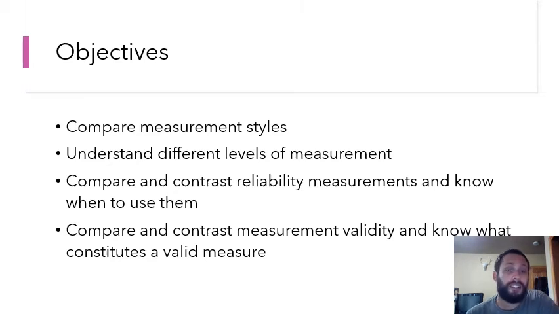So, some of our objectives. We're going to start off talking about measurement. We're going to compare different measurement styles. We're going to understand different levels of measurement. This is where we're going to talk about some variables again. Then we're going to compare and contrast the reliability measurements we know and know when to use them. Then we're going to talk about validity, compare and contrast different measurements of validity, and know what constitutes a valid measure.